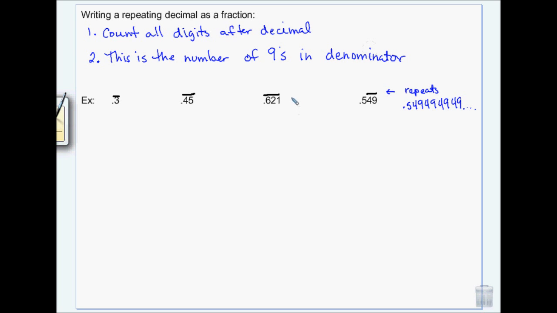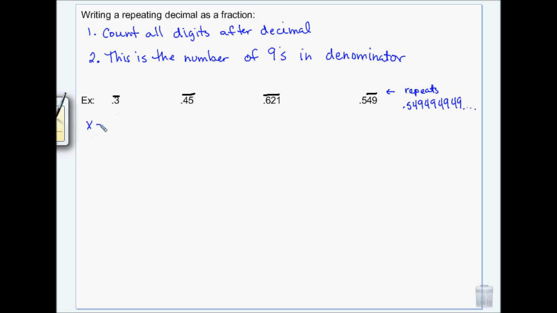Okay. And I can show you the algebraic reason why that is if you want to see it, or you can just accept it on faith and skip the algebra part. Does anybody want to see why it's nines? Yeah? Okay. So here we'll look at 0.3 repeating.